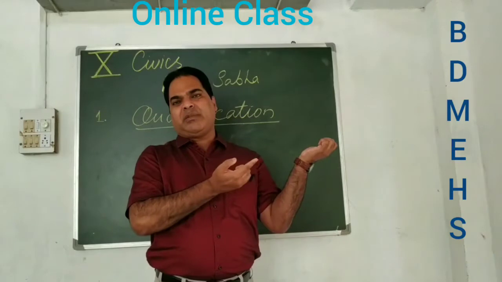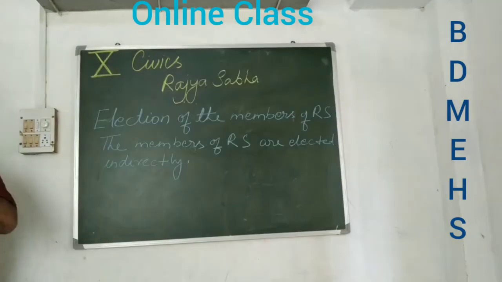But if you are asked about Rajya Sabha, just make one simple change, the age. In Lok Sabha they are 25 years and above. Here in Rajya Sabha you have to make it 30 years and above.